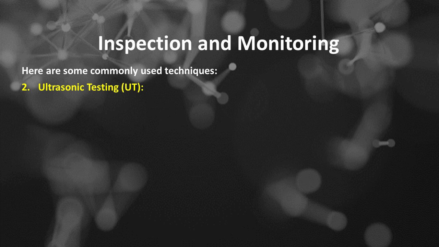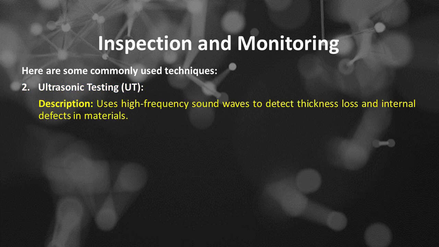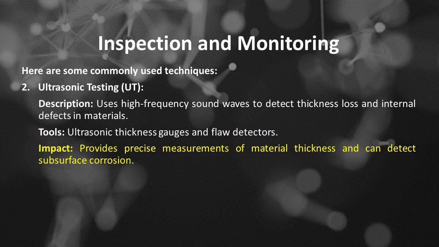Technique number 2 is ultrasonic testing, or UT. Ultrasonic testing description. Uses high-frequency sound waves to detect thickness loss and internal defects in materials. Ultrasonic testing tools: ultrasonic thickness gauges and flaw detectors. Ultrasonic testing impact: provides precise measurements of material thickness and can detect subsurface corrosion.